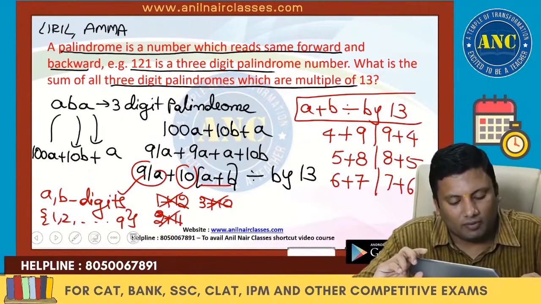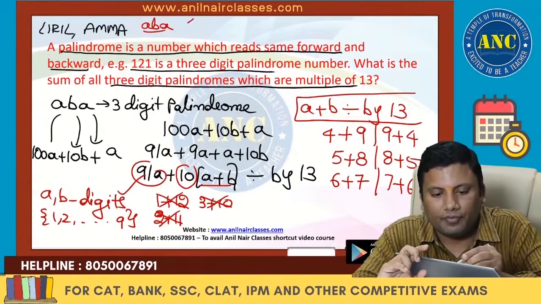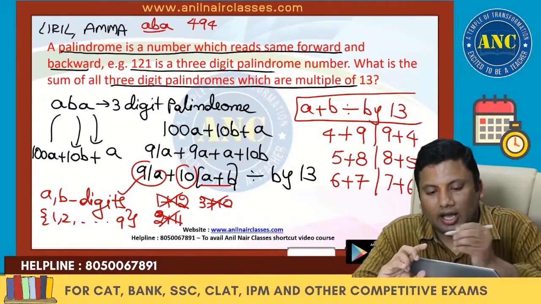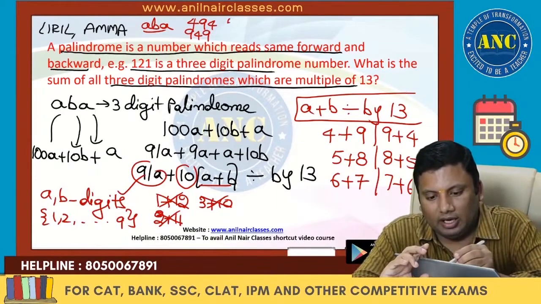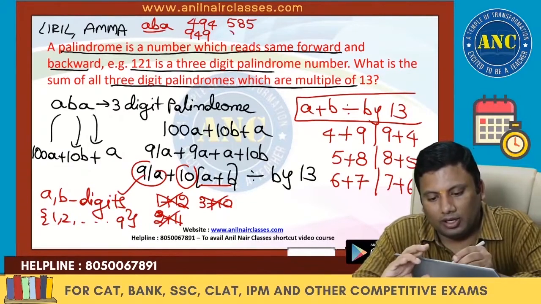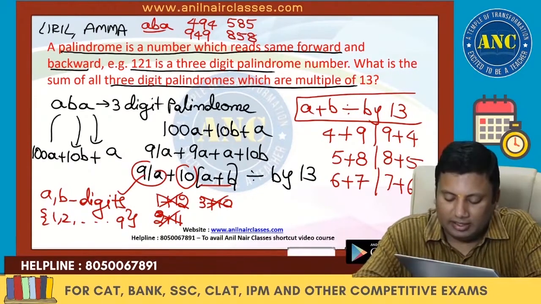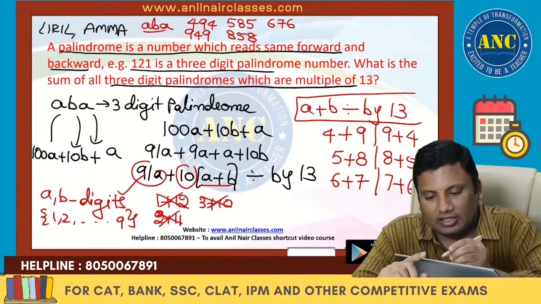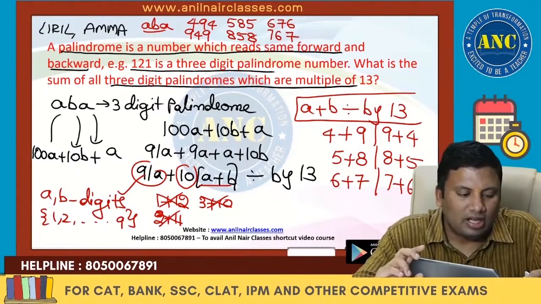So what are all the various numbers? ABA is the 3-digit number. First one, 494. Next one, 949. Next one, 585. Next one, 8 and 5 is also possible, 858. Next one, 676. Next it is nothing but 767. One needs to add all the numbers.